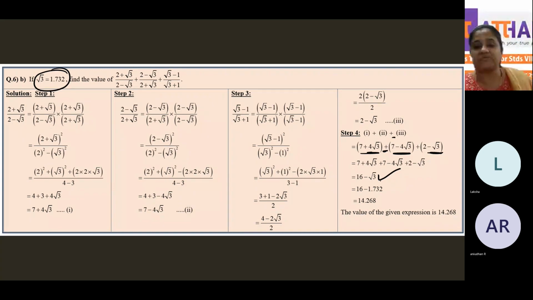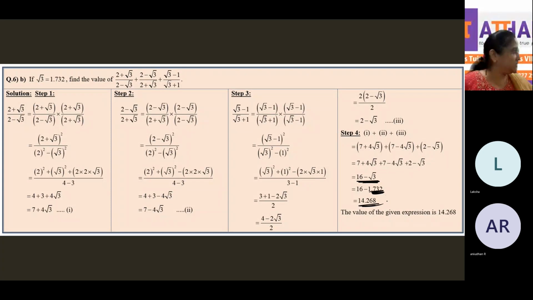This is the final step. No, 6 minus root 3 is the final step. So at this point take the value of root 3. You should not put the value in the question here. Root 3 is 1.732. After simplifying like this, 16 minus root 3. Now at this point, root 3 is 1.732. So 16 minus 1.732 is 14.268.